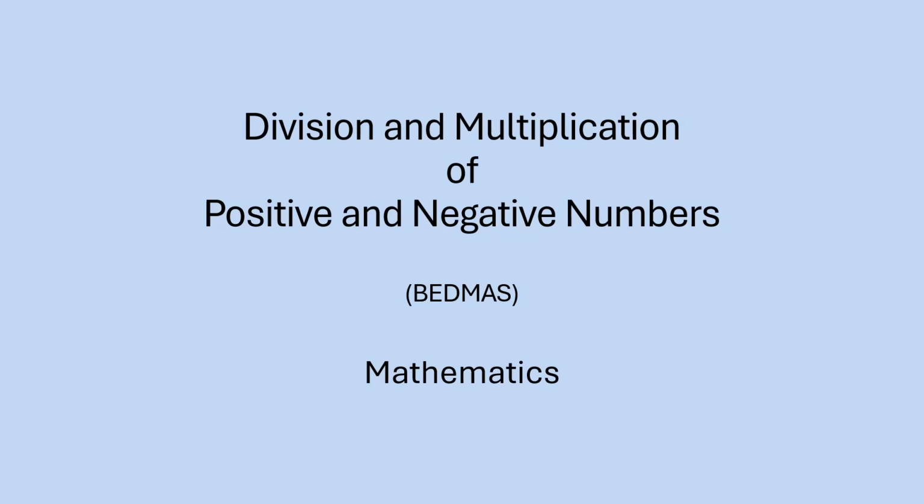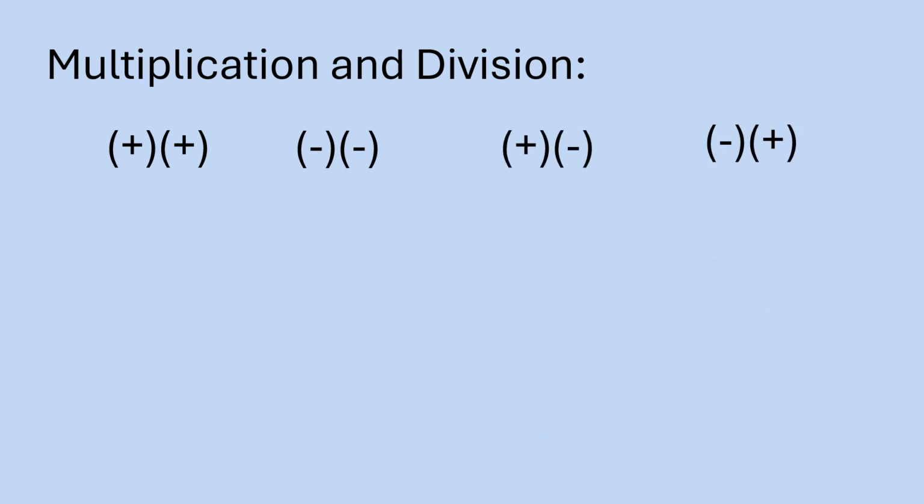In this video, I will cover division and multiplication of positive and negative numbers. So there are four possibilities. Both numbers are positive, or both numbers are negative, or one number is positive and the second number is negative, and in a similar way, one number is negative and the second one is positive.